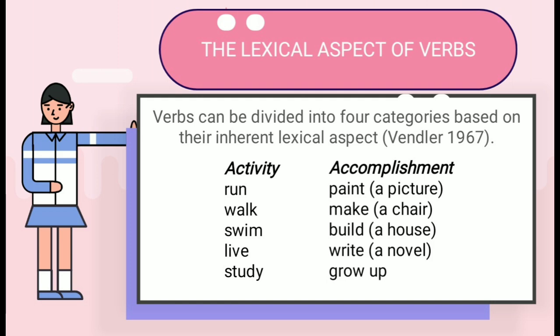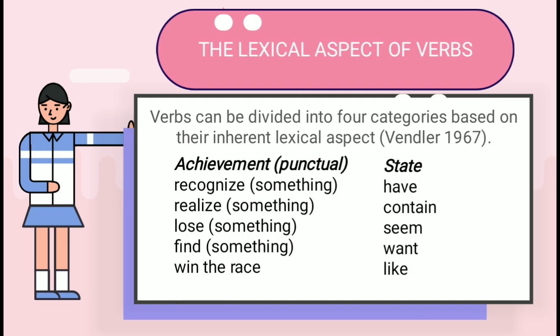So in activity, we have here run, walk, swim, and live. So sa accomplishment naman, we have here paint a picture, make a chair, build a house, write a novel, and grow up. Next, in achievement or the punctual, we have here recognize something, realize something, lose something, find something, and win the race. So sa state naman, we have here have, contain, seem, want, and like.